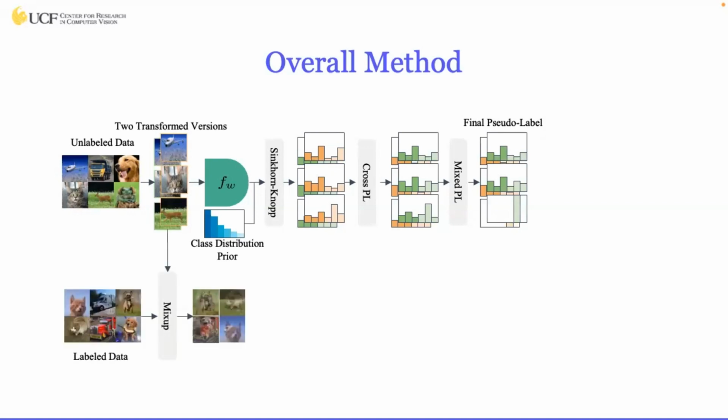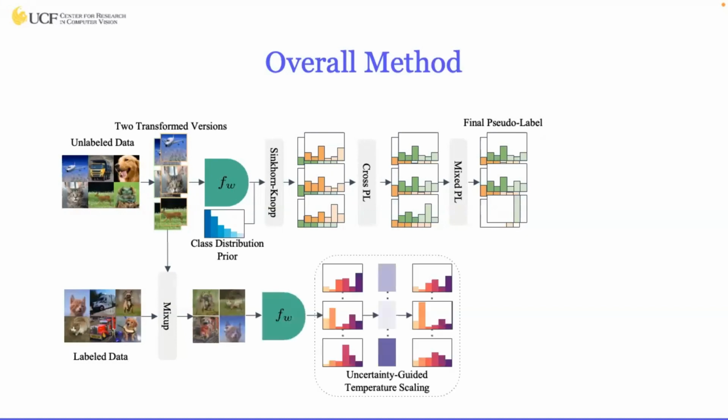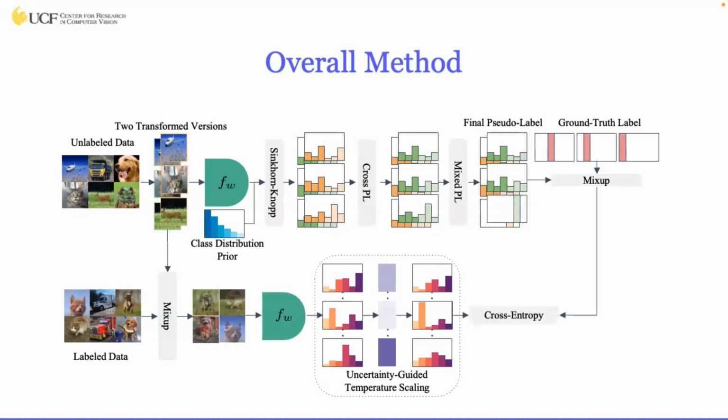After that, we perform mix-up augmentation between labeled and unlabeled data. We pass them through our network and perform uncertainty guided temperature scaling. Since we perform mix-up augmentation at the input, we also mix the final pseudo labels and the ground truth labels. Then we optimize the parameters of the network using cross entropy loss.